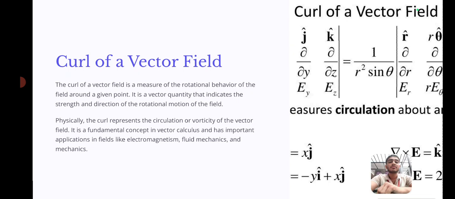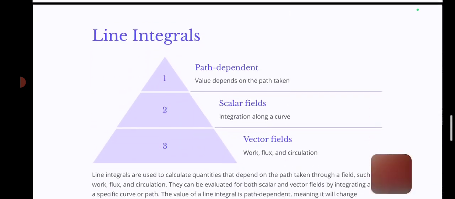Curl of a vector field. The curl of a vector field is a measure of the rotational behavior of the field around a given point. It is a vector quantity that indicates the strength and direction of the rotational motion of the field. Physically, the curl represents the circulation or vorticity of the vector field. It is a fundamental concept in vector calculus and has important applications in fields like electromagnetism, fluid mechanics, and mechanics.